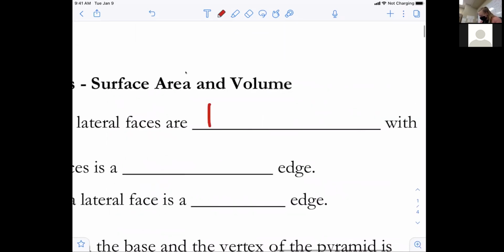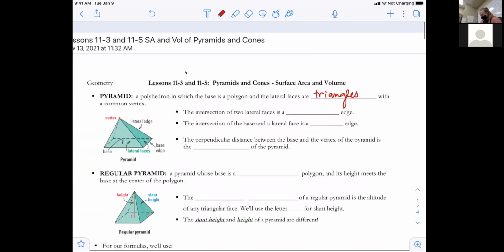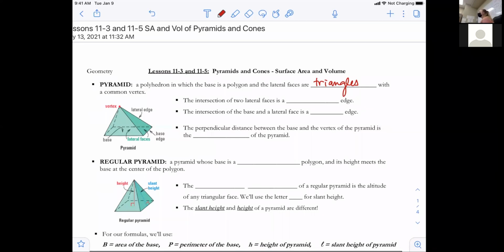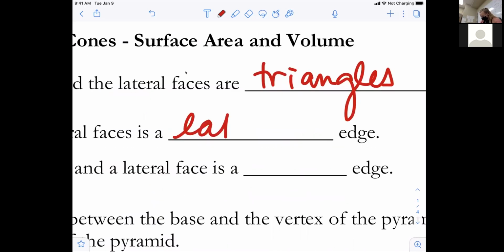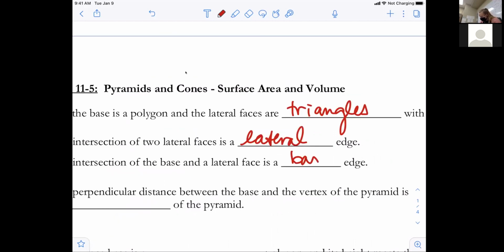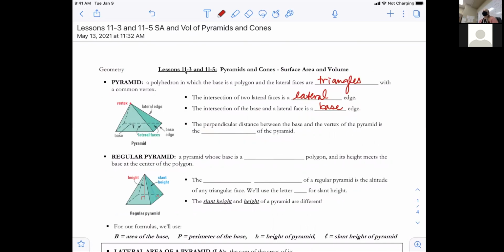And the last one, the lateral faces were all rectangles, but today they are all triangles because they have a common vertex. They only have one base, and then they go from that base up to a point, and so that makes it a lot of little triangles. The intersection of two lateral faces is called a lateral edge, and the intersection of the base and a lateral face is called the base edge. That's not a super common thing that we're going to talk about. It's just a good thing to know and have mentioned.